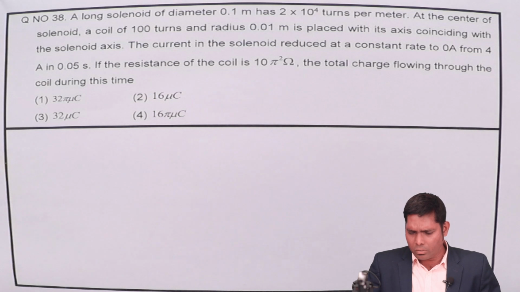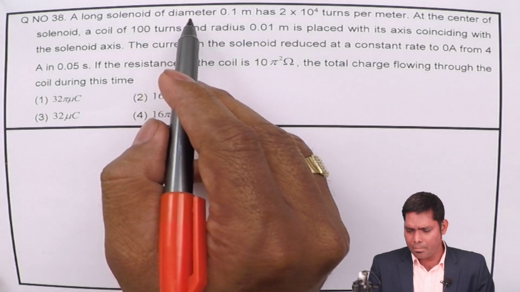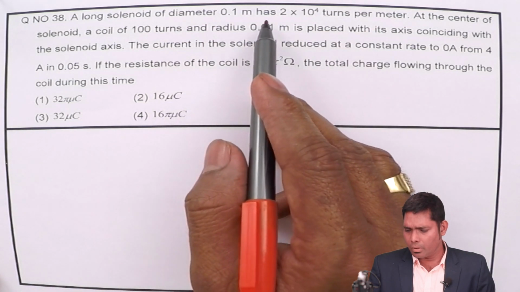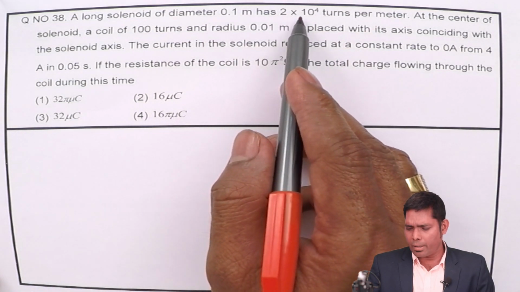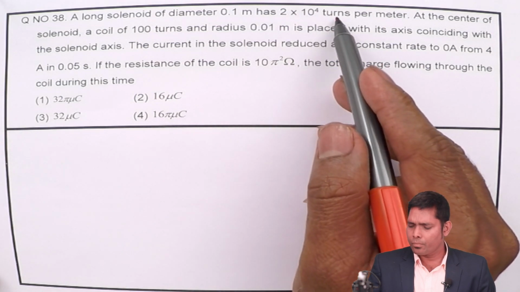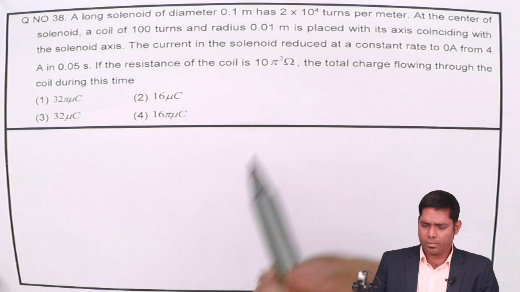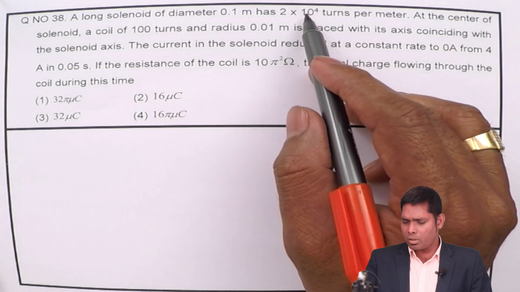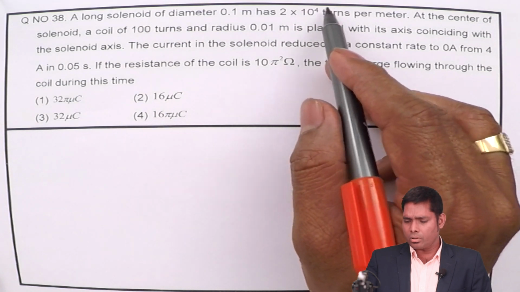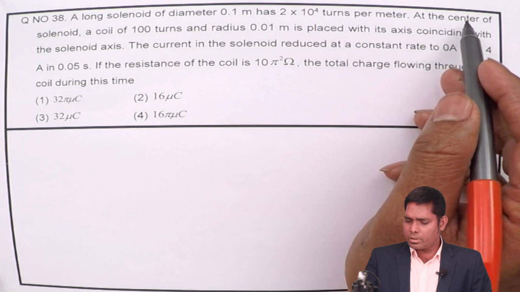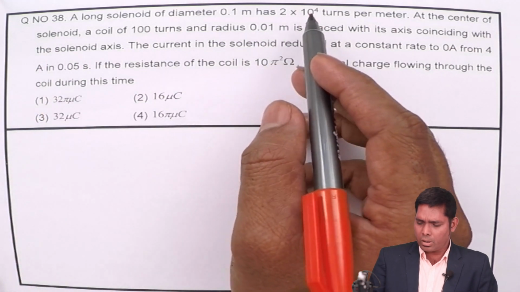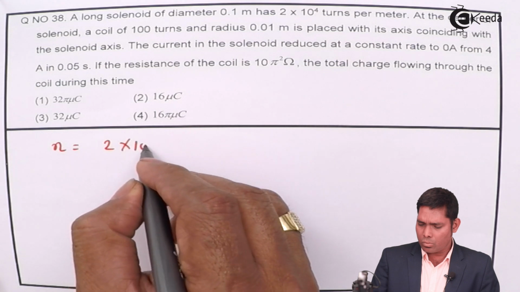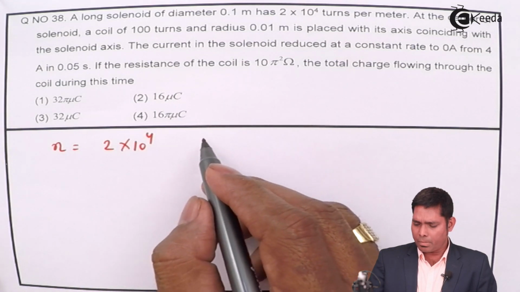It says a long solenoid of diameter 0.1 meter has 2 times 10 raised to 4 turns per meter. That is the number of turns per length, our small n value. The small n is given by 2 into 10 raised to 4 turns per meter.